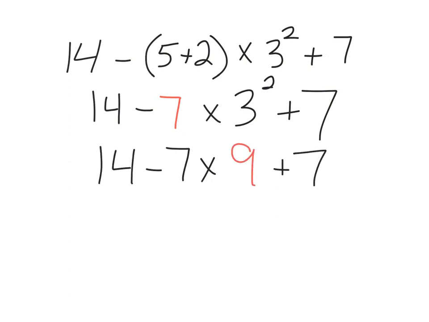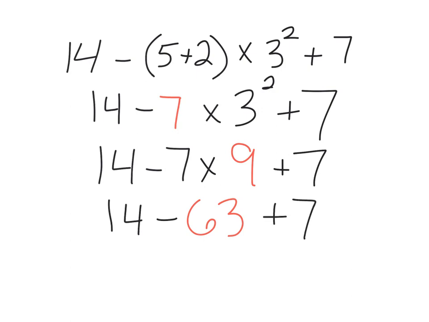Okay. So then moving again to our next step. Our next step says multiplication and division. We do have one of those in there. I do see a multiplication problem right in there, so I am going to go ahead and solve that. 7 times 9, which we know is 63. So that means I am left with 14 minus 63 and then plus 7.